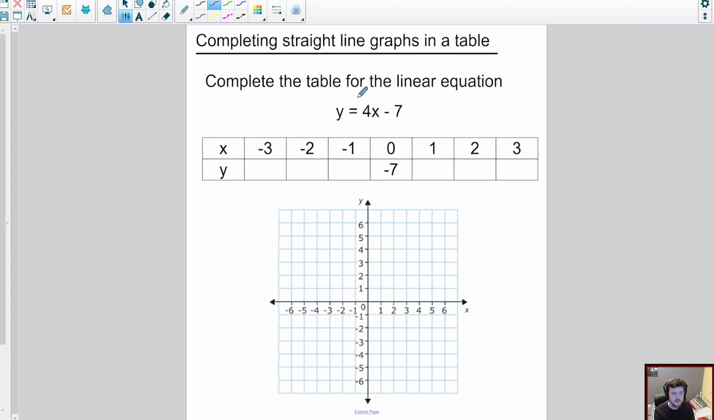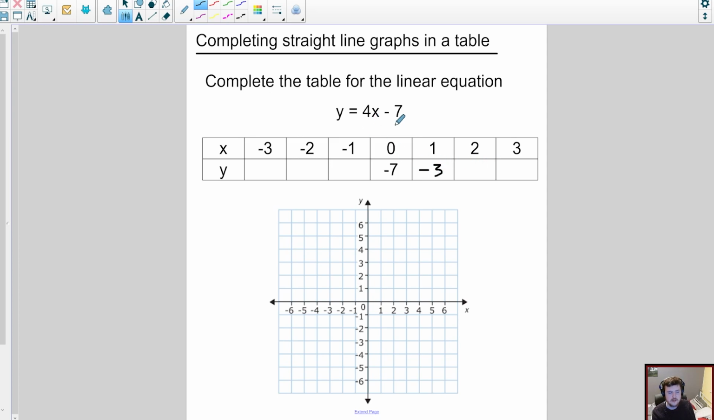Now, sometimes you might be asked to complete a straight line graph using a table. And what I'd suggest you do is always start with 0. Because if x is 0, then anything times by 0 is 0. So we've got 0. And then 0 minus 7 is going to be -7. And then we're going to work out just one more, hopefully one of the ones next to it, and we can work out a pattern. So let's do 1, because positive numbers tend to be easier. 4 lots of 1 is 4. Take away 7 is -3.